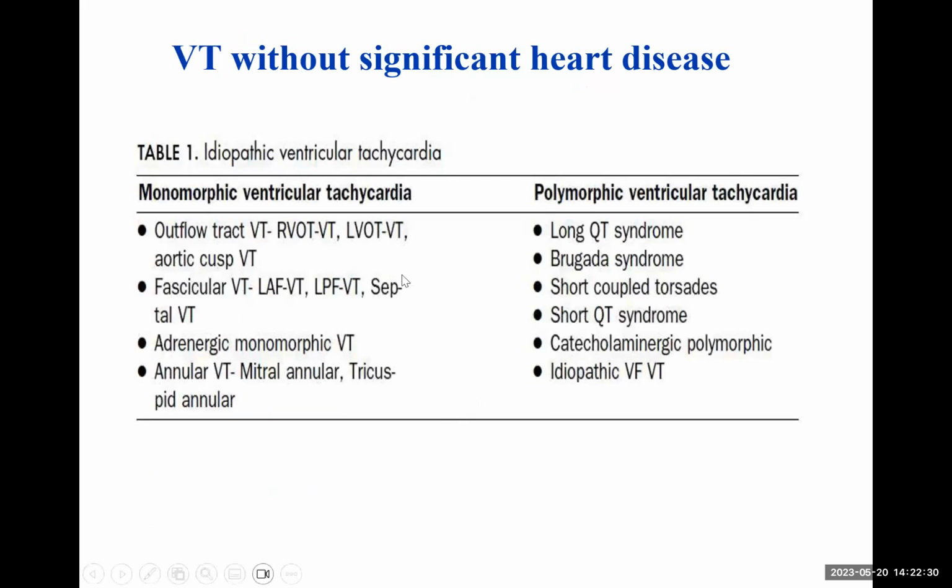If we think about idiopathic ventricular tachycardia, it could be monomorphic, and this is what I mentioned classically: when we mention idiopathic VT or fascicular VT, or VT in a normal heart, we look at the monomorphic VT. Outflow tract could be from the right ventricular outflow, left ventricular outflow, or aortic cusps. Fascicular VT, whether from the anterior or posterior fascicle, or septal VT, or adrenergic monomorphic VT, which is uncommon, or annular VT, tricuspid or mitral. For polymorphic, think about inherited arrhythmias: long QT, short QT, Brugada, catecholaminergic polymorphic VT, or idiopathic VT or VF.